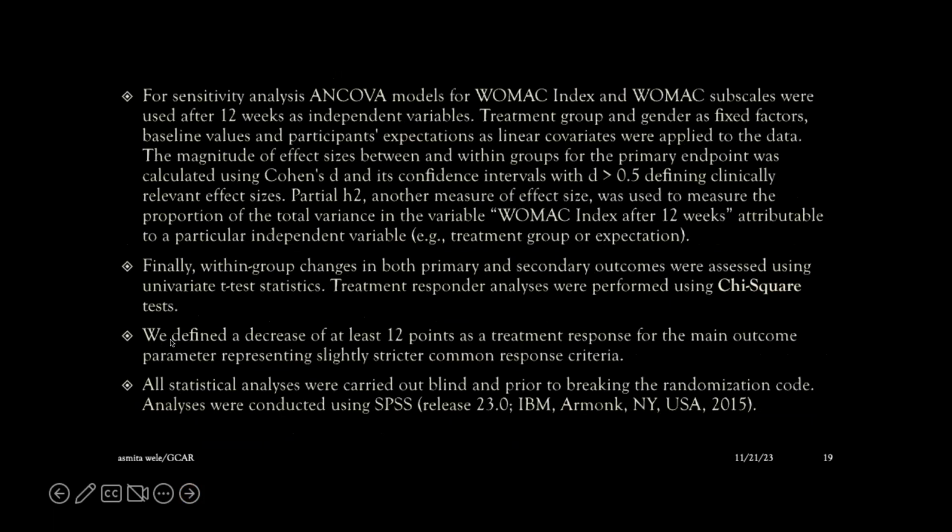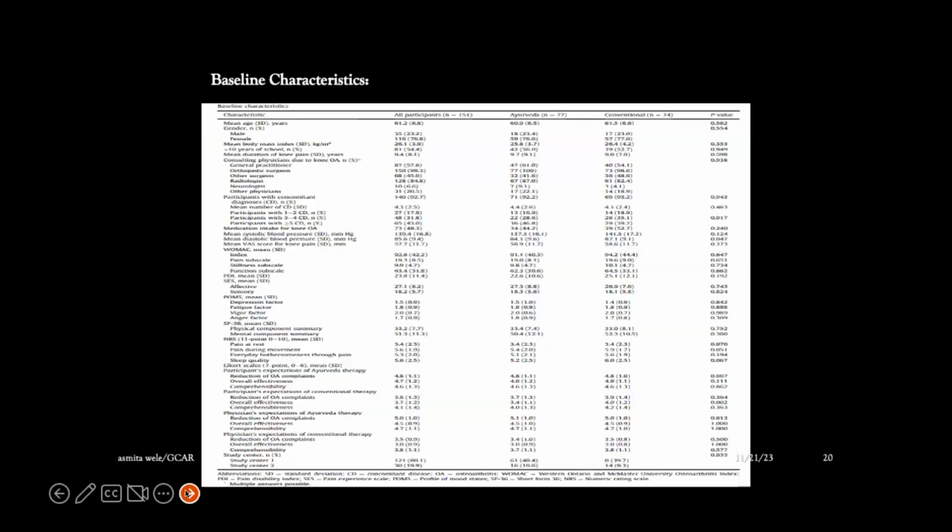In the beginning only, they have defined a decrease of at least 12 points as a treatment response for the main outcome parameter, and they say this is a slightly stricter than common response criteria. The software they used for statistical analysis was SPSS, release 23, IBM, Armonk, NY, USA, 2015. So how did they analyze the data? They completed the study in January 2015, and they used the latest software to analyze the data.